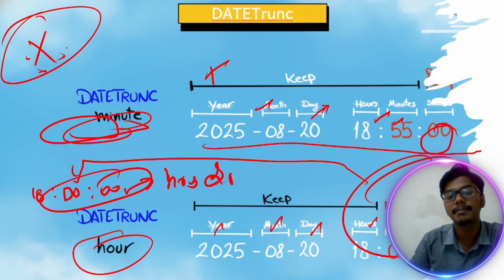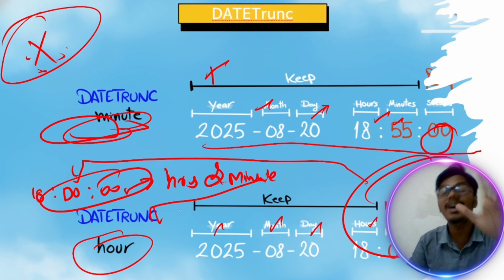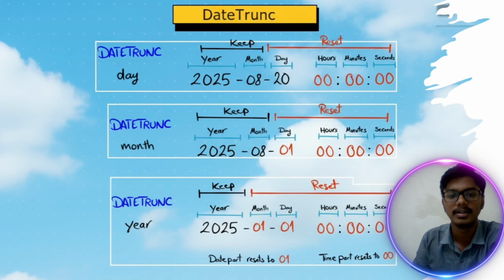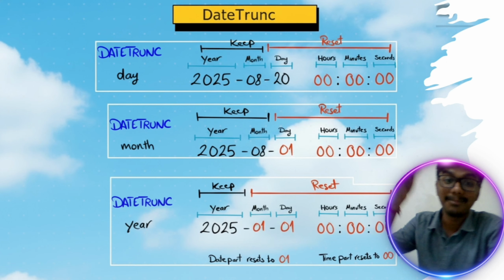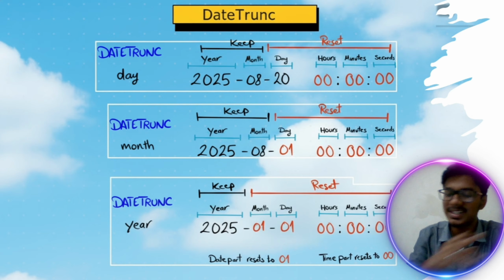The minutes and seconds should be reset, because we give the argument as hour. So that's why we are doing this, right? So now let's go with the day, month and year. It's a very interesting part that comes here.